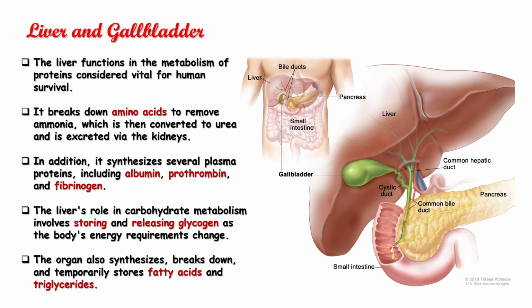The liver functions in the metabolism of proteins, considered vital for human survival. It breaks down amino acids to remove ammonia, which is then converted to urea and excreted via the kidneys. In addition, it synthesizes several plasma proteins, including albumin, prothrombin, and fibrinogen. The liver's role in carbohydrate metabolism involves storing and releasing glycogen as the body's energy requirements change. The organ also synthesizes, breaks down, and temporarily stores fatty acids and triglycerides.